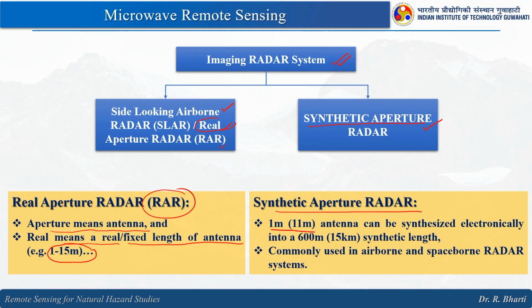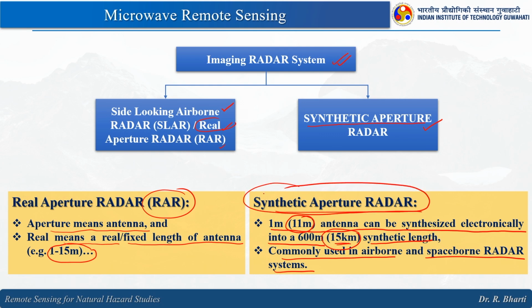So a 1 meter antenna can be synthesized electronically into 600 meter synthetic length, commonly used in airborne and spaceborne radar systems, because if you have, let's say, 15 meter or 11 meter of fixed antenna length, that will work as a 15 kilometer antenna length. That much is not feasible to send in space. So what we do is we use the synthetic aperture radar technique to synthesize the length of the antenna and measure the back scattering information.